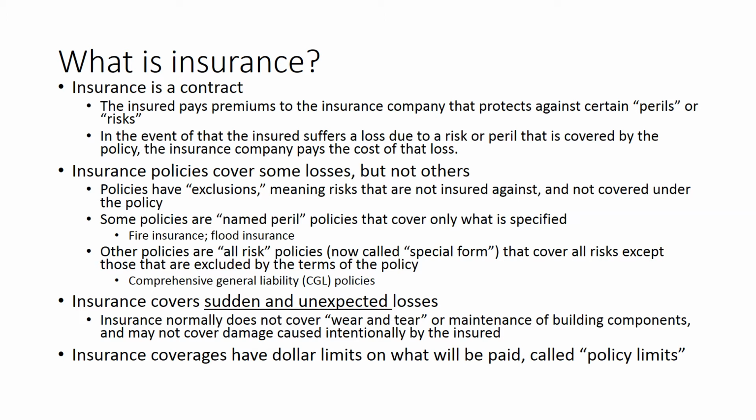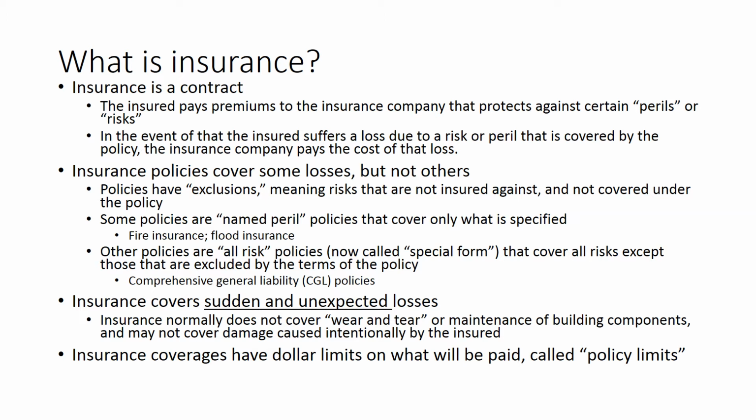Now, the way the policies describe what is covered and what is not covered can vary. There are two main kinds of policies. One is what are called named peril policies, and the other are called all risk of loss policies, or all risk policies, which are now referred to often as special form policies. But a named peril policy only covers what is specified. Now, for example, fire insurance or flood insurance or earthquake insurance. These are named peril policies.